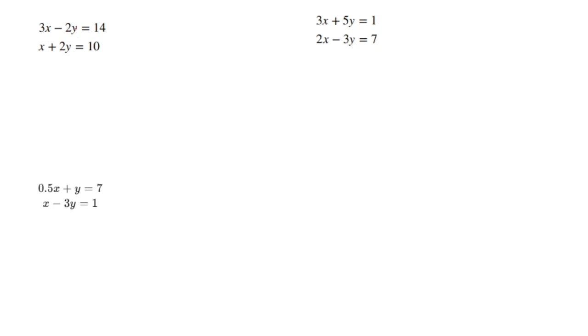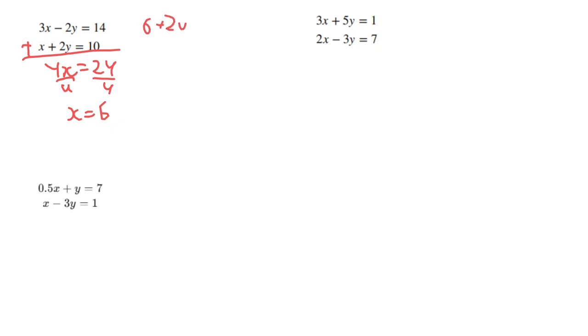Here it's minus 2y and plus 2y, minus plus, and they're the same, so we add them together. 3x plus x, 4x, 14 plus 10, 24. Then we can divide both sides by 4. 24 divided by 4 is 6. X equals 6. We substitute it back into the bottom one.